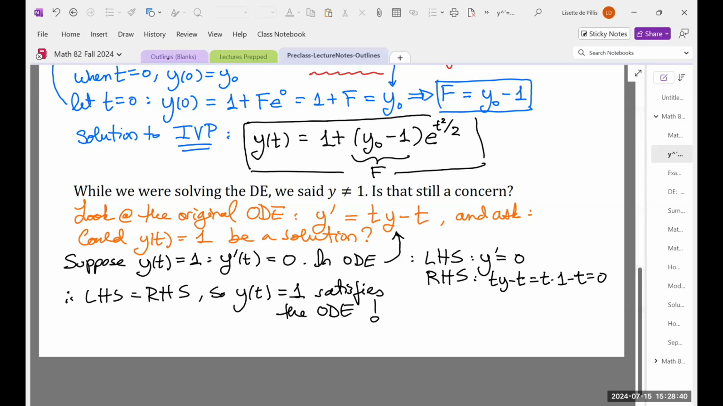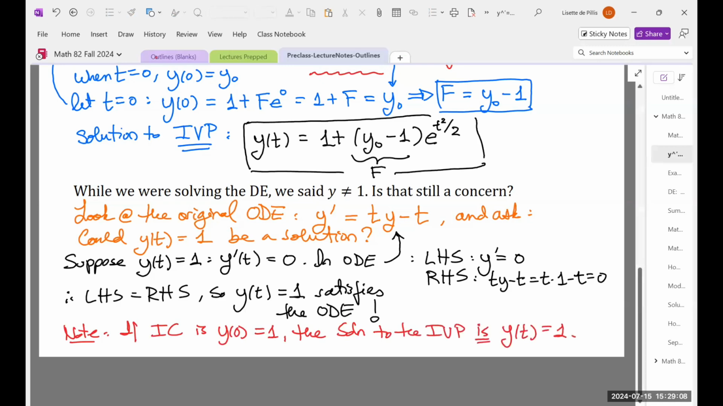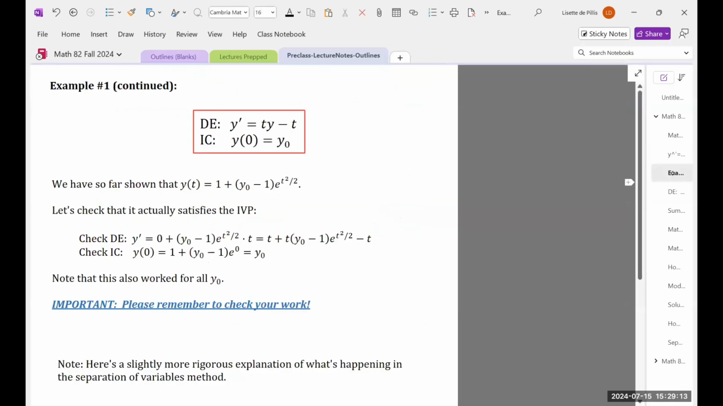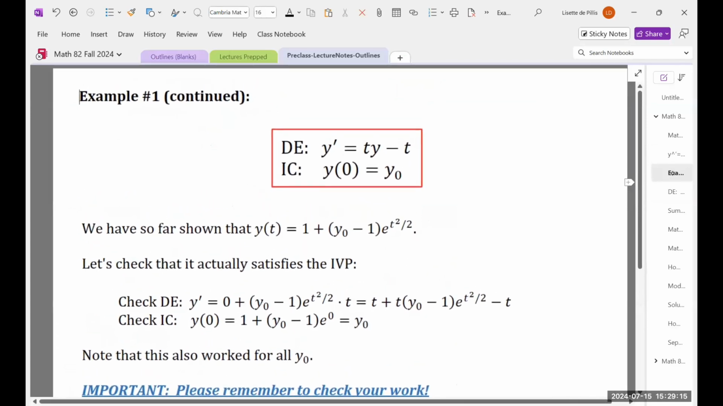And it turns out that if I had given you the initial condition that y of 0 is 1, then my entire solution is going to be y of t equals 1. So I'm just going to put that quickly here. So note, if your initial condition is y of 0 equals 1, then the solution to the initial value problem is going to be y of t equals 1. So it turns out it's the constant solution in that case.